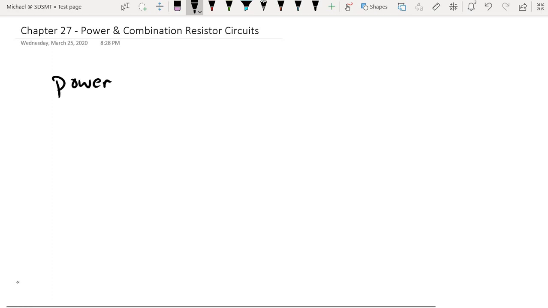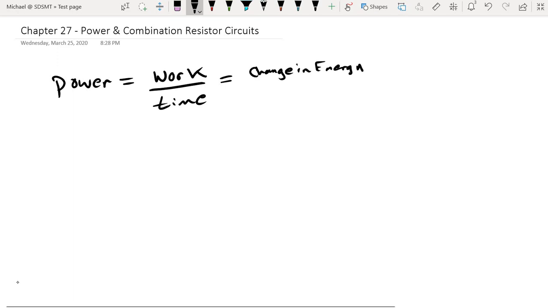So just as a review, back in Physics 1, power was defined as the amount of work done in a specific time, and work was the change in energy. And so what we want to do, we'll go ahead and start with really the only energy expression that we have from the last couple of chapters, which is potential energy.